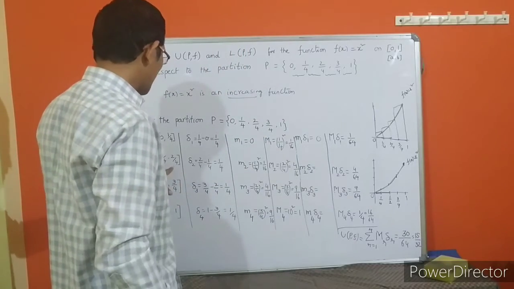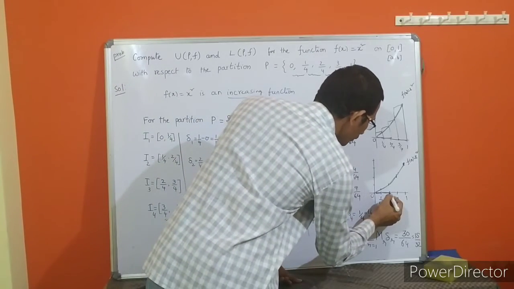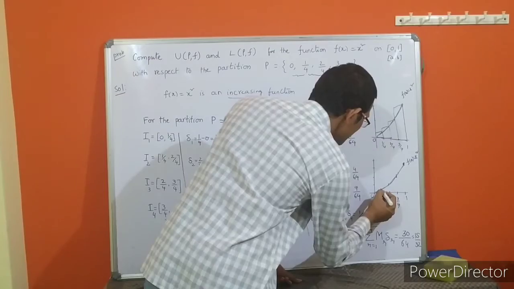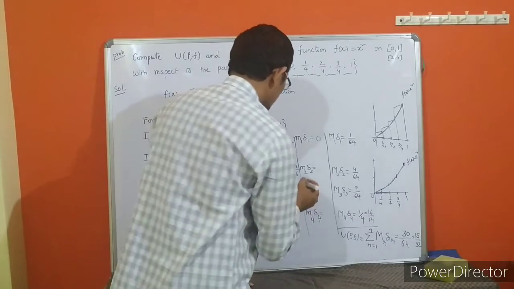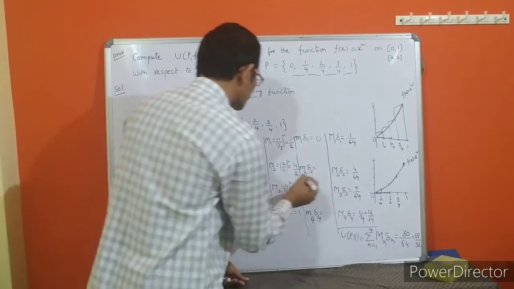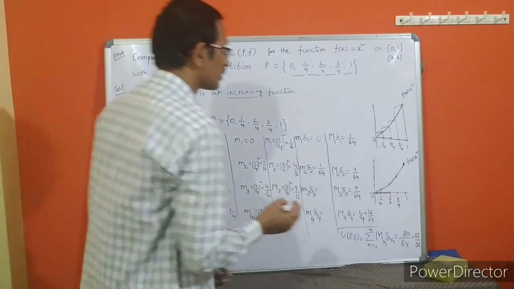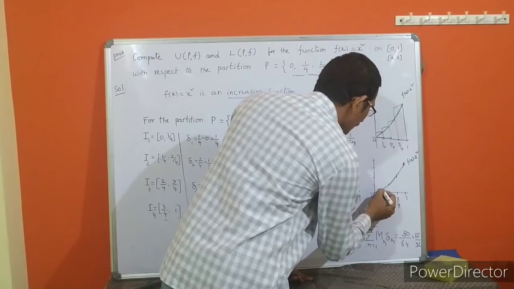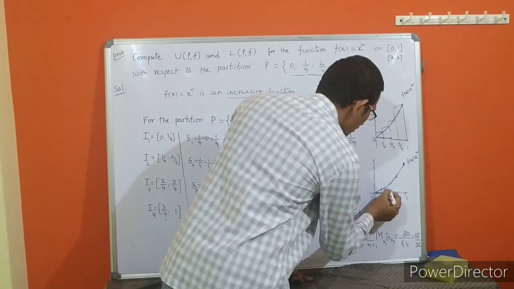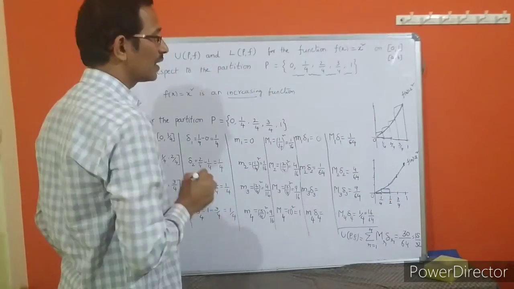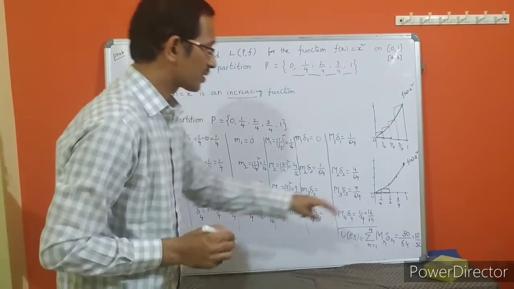Now see here, in the second interval M2 is 1 by 16, the minimum value. That means in this interval 1 by 4, 1 by 2, this value is 1 by 16. 1 by 16 into 1 by 4, so 1 by 64. Now you form a rectangle like this, up to here. This is the area of the rectangle. What is the area of the rectangle? 1 by 64, the small rectangle.